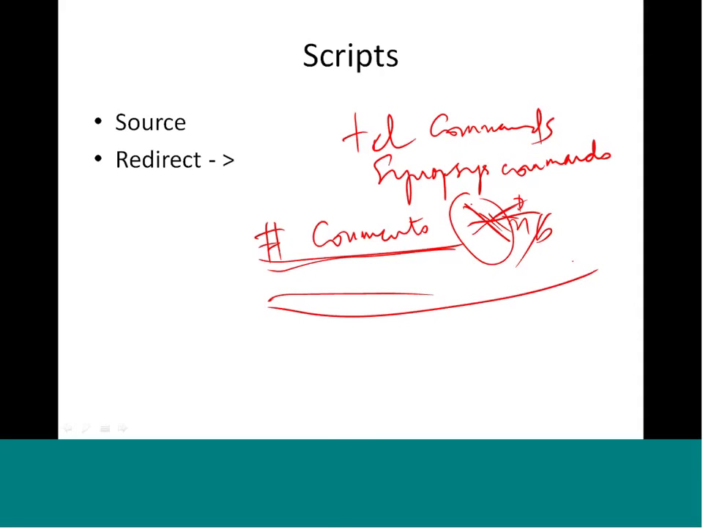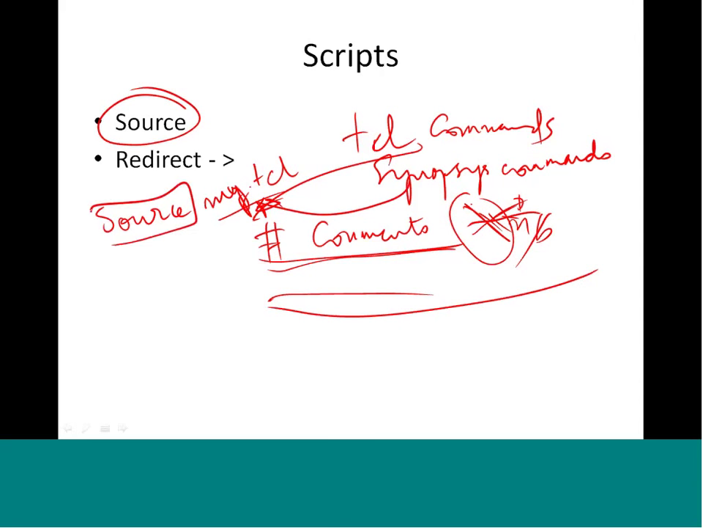And how do we run a script? We use the command called source. So for example, source my.tcl can be a script that contains all these Tcl commands and the Synopsys commands, and we simply do a source to run the script. Once you do the source, you can redirect using the greater than symbol. So these are all the standard ones that we already saw about.